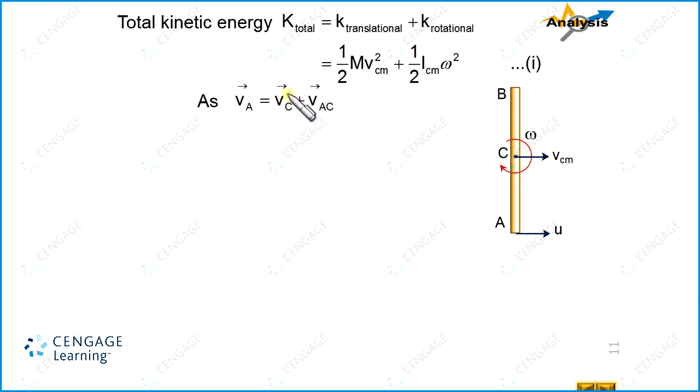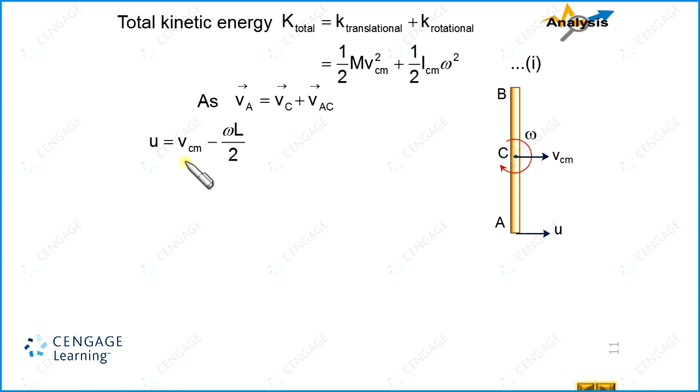Here we can write vc is equal to vcm with the positive sign, and you can observe here the velocity of A with respect to C has its sense of rotation clockwise. That means the motion of point A with respect to C will be in the leftward direction, and this distance is L by 2. So the speed of A with respect to C due to rotation of the rod should be omega multiplied by L by 2 with a negative sign. So in the equation, velocity of A, that is u with a positive sign, should be equal to vcm minus omega L by 2.